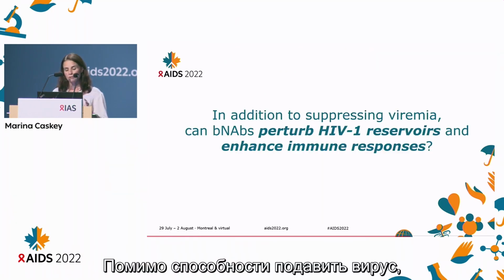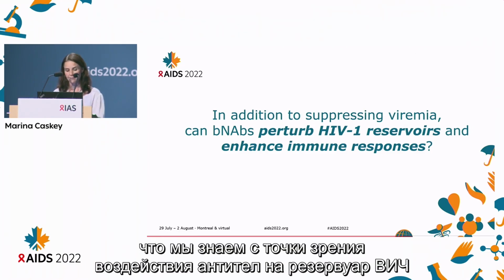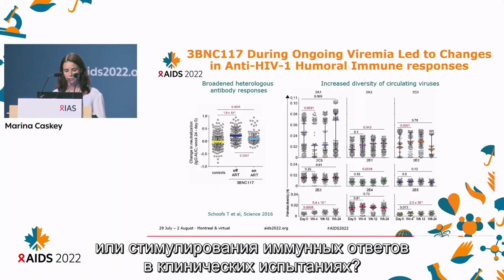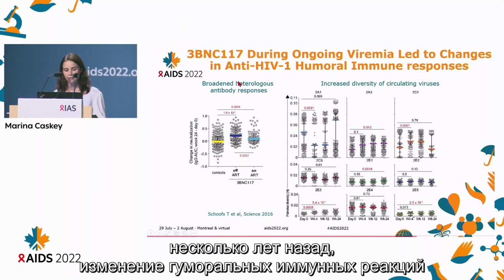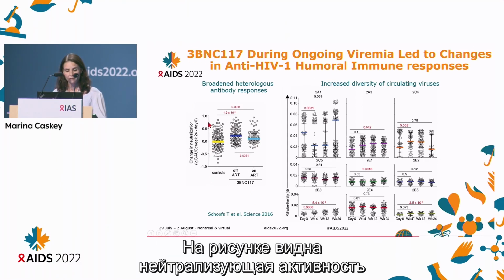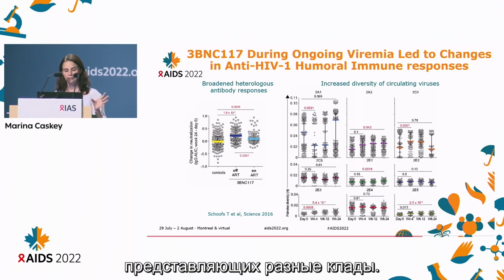So in addition to being able to suppress viremia, what do we know in terms of antibodies perturbing the HIV reservoir or enhancing immune responses in clinical trials? This is going back to a study that our group published several years ago, looking at humoral immune responses over time after individuals received a single infusion of 3BNC. What this graph is showing is the neutralizing activity in serum against a panel of pseudoviruses representing different clades.